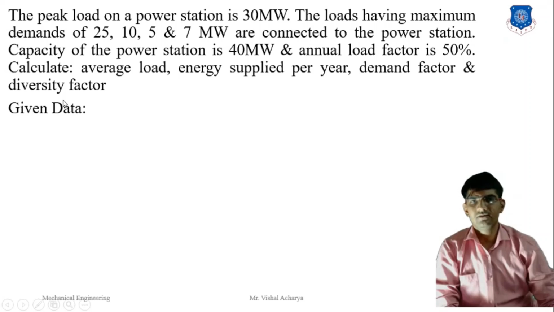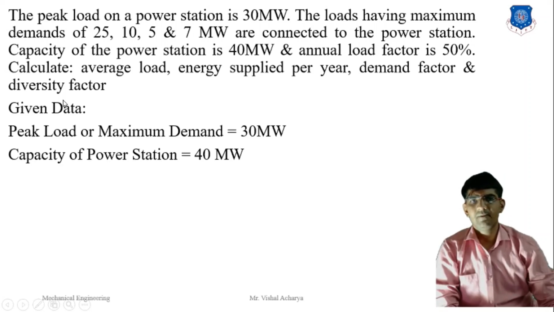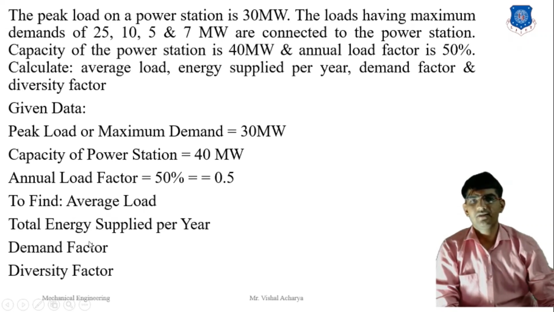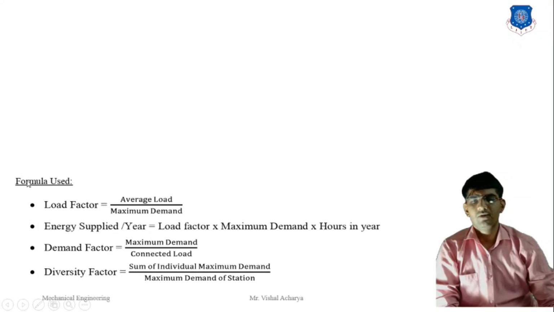For the given data, peak load is 30 megawatt, capacity of the power station is 40 megawatt, annual load factor is 50%, meaning 0.5. Find the average load, total energy supplied per year, demand factor and diversity factor. The formulas: load factor is average load upon maximum load; energy supplied per year is load factor times maximum demand times hours in the year. Demand factor is the ratio of maximum demand to the connected load. Diversity factor is the sum of the individual maximum demands upon the maximum demand of the station.